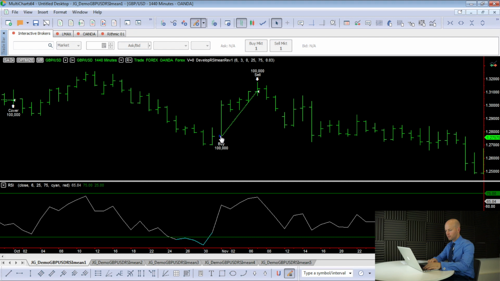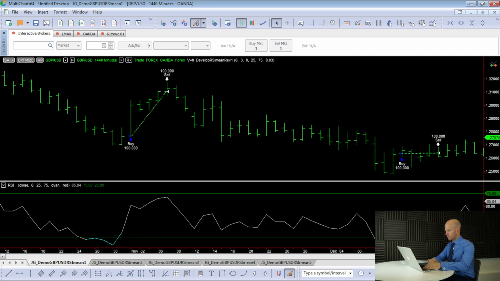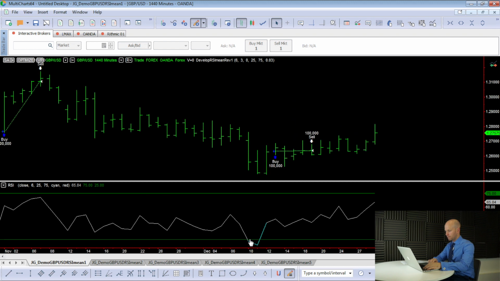So that's a really good demonstration on this bar here. They won't always be like this. Sometimes they'll be like this one here. This stayed below only for a couple of bars, then closed above, and then we bought on the open of the next bar. Okay, so that's a demonstration of how it works.